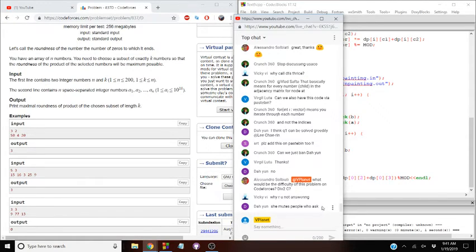Okay, this is not true. I muted you because you were spamming. Maybe we should just ban him. If you keep spamming like this, I'm just gonna ban you, honestly.